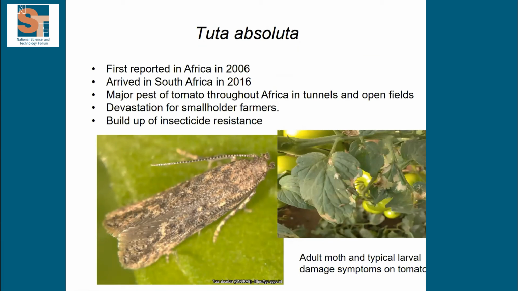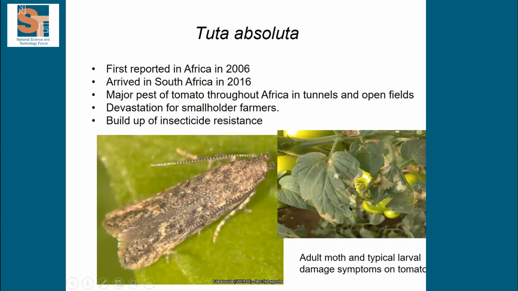Tuta absoluta. Oh, this is a problem and a half, this one. Tomato pinworm, first reported in Africa in about 2006 and arrived in South Africa in 2016. A major pest of tomato throughout Africa in tunnels and open fields. The commercial guys, again, are controlling, they're spraying with their spray regimes, they're keeping it out of the crops, but it is causing devastation for smallholder farmers. We're also worried about the buildup of insecticide resistance. This is in other countries, there's already tutas resistant to a whole range of pesticides.